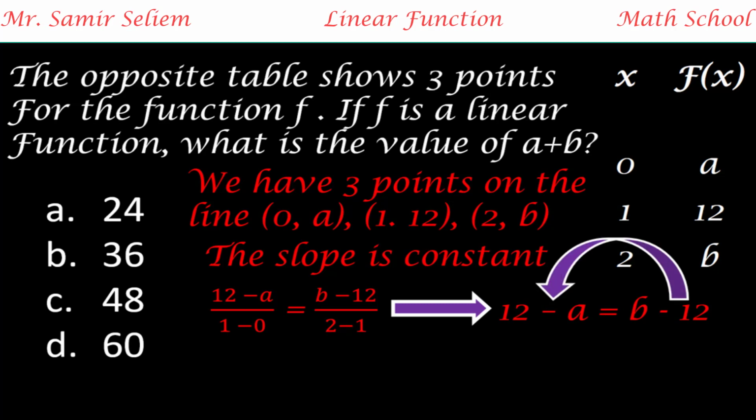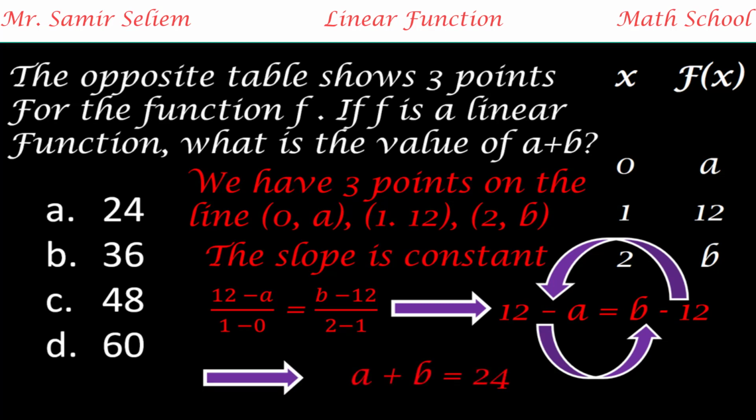How can we find a plus b? Just move negative 12 to the other side to be plus, and move negative a to be positive a. We get a plus b equals 12 plus 12 equals 24. It's easy. So the answer is 24. Don't forget, the slope is constant for any 2 points on the straight line, or for any 2 points on the graph which represents the linear function.